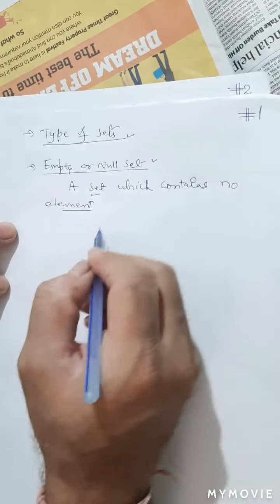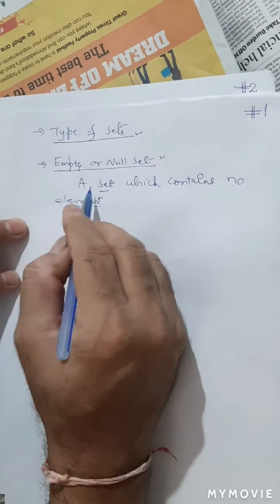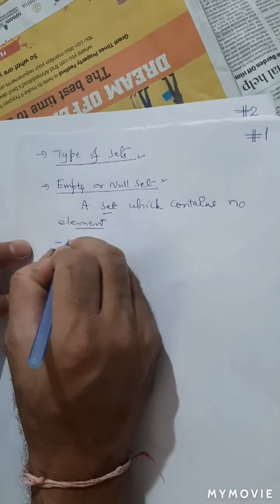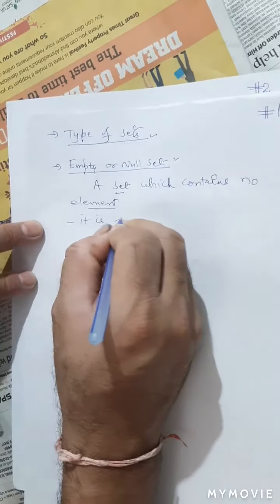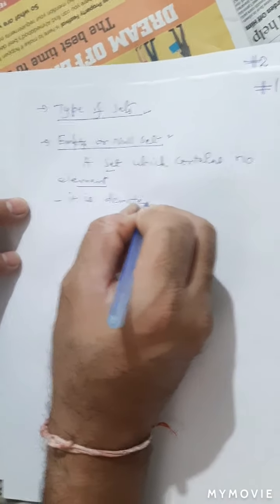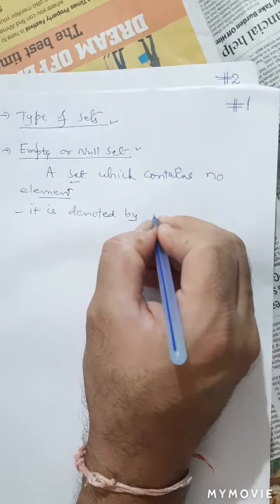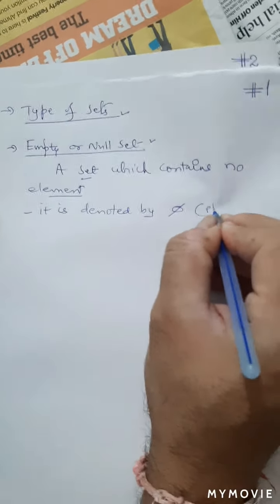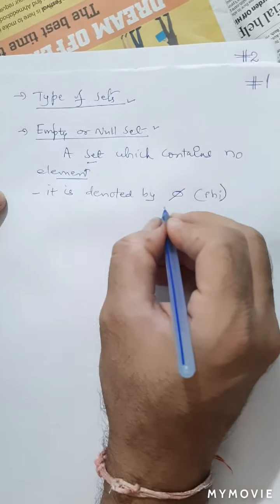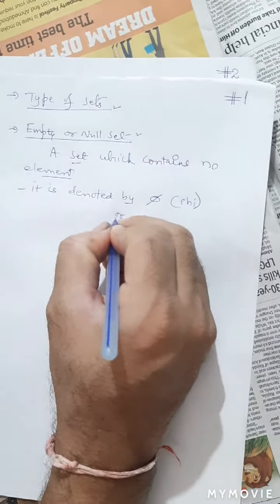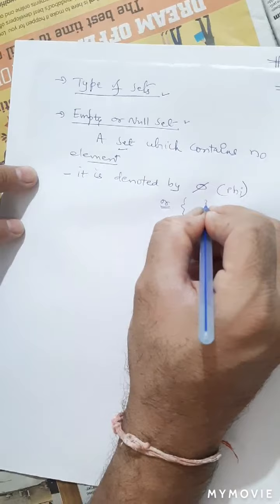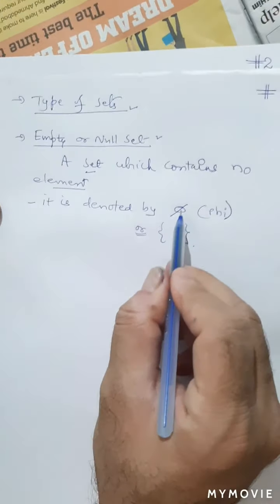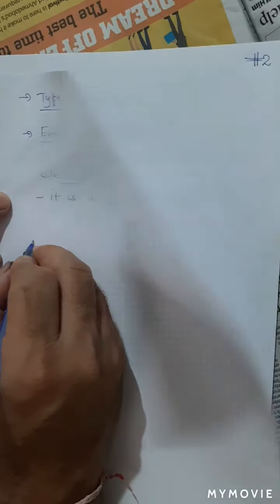A set which contains no element is called an empty or null set, or sometimes a void set, and it is denoted by this symbol phi. This is the Greek letter phi, or you can just put two curly braces. This is also a symbol for the empty set.